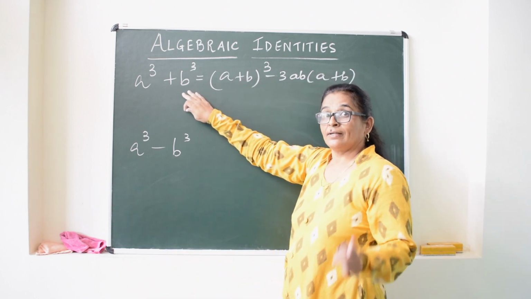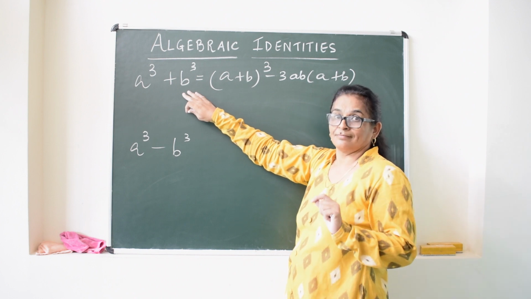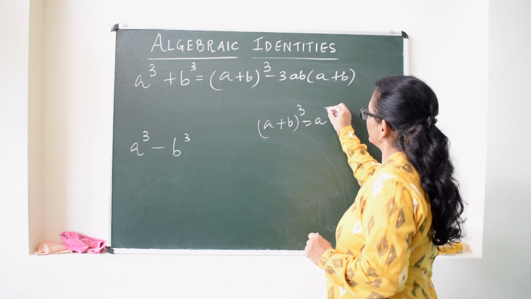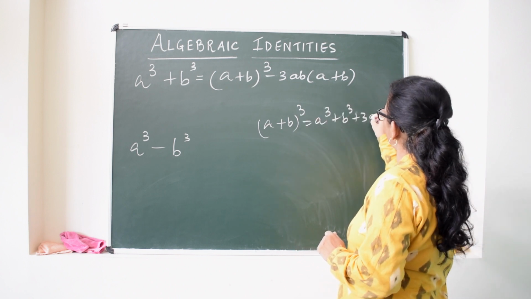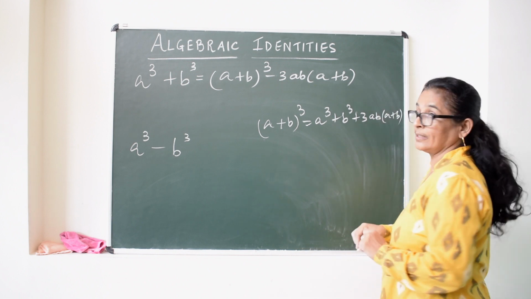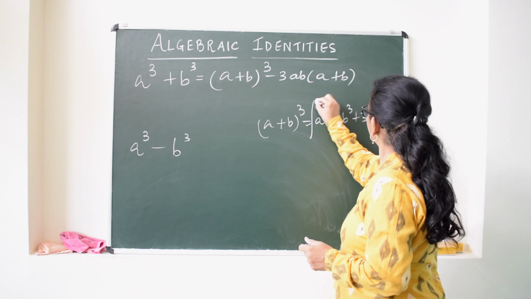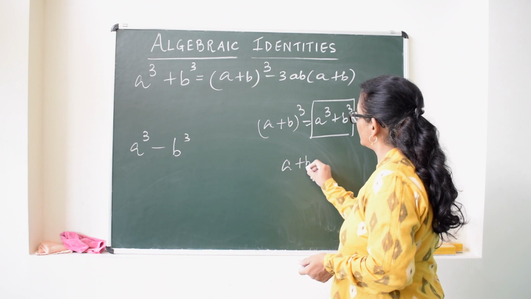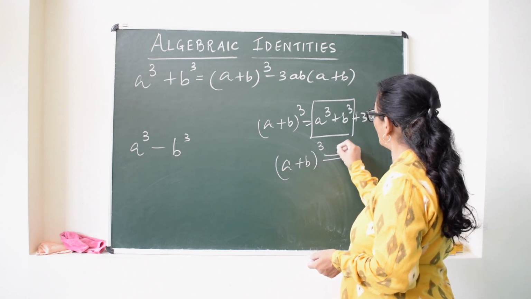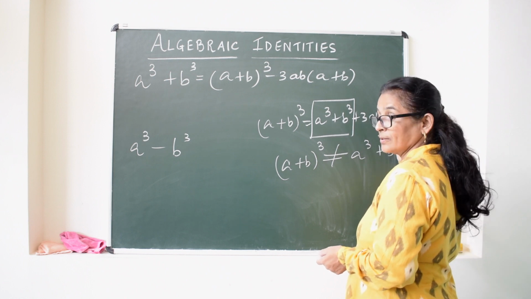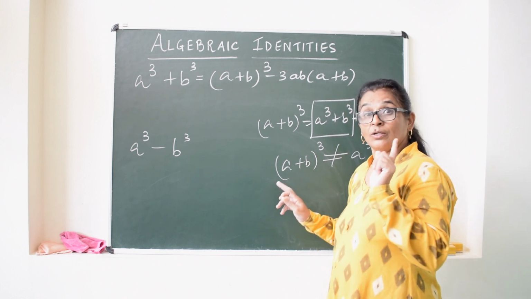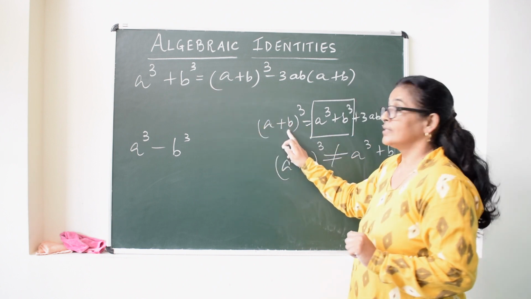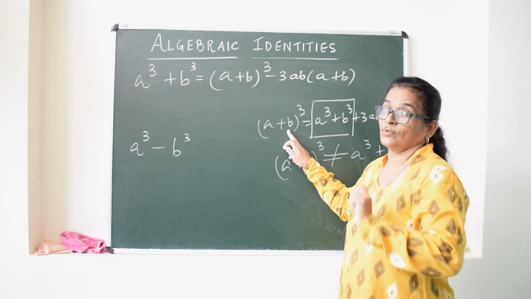From where have we got this? We have got this from the identity a plus b the whole cube, because a plus b the whole cube is a cube plus b cube plus thrice ab into a plus b. So if we want the value of a cube plus b cube. Always remember, a plus b the whole cube is not equal to a cube plus b cube. Similarly, a minus b the whole cube is not equal to a cube minus b cube. This is a cube plus b cube, and this is a plus b the whole cube. So that you have to keep in your mind.